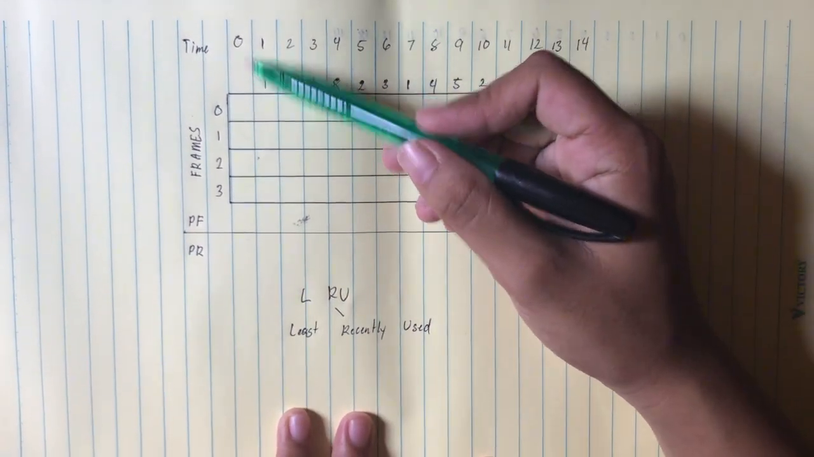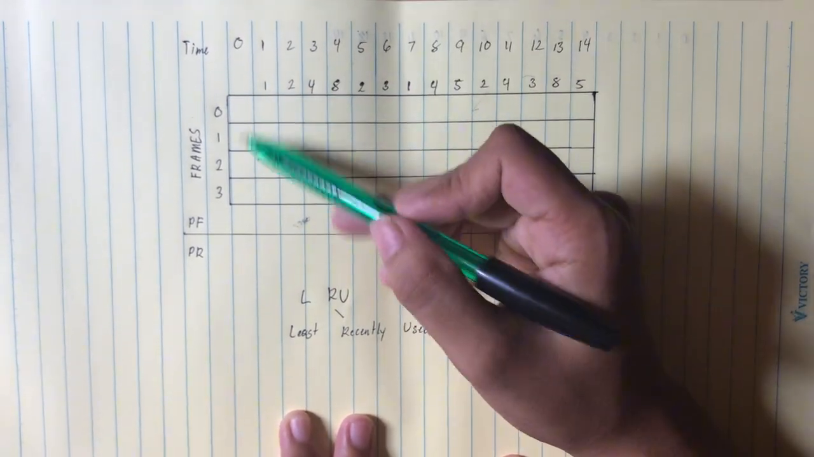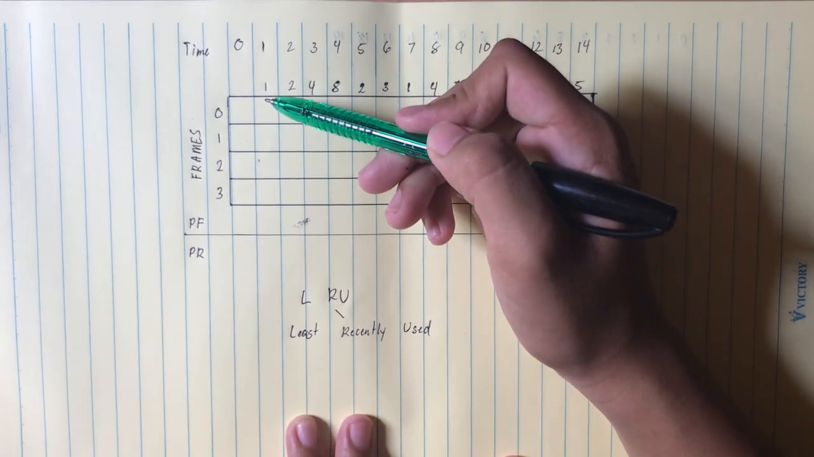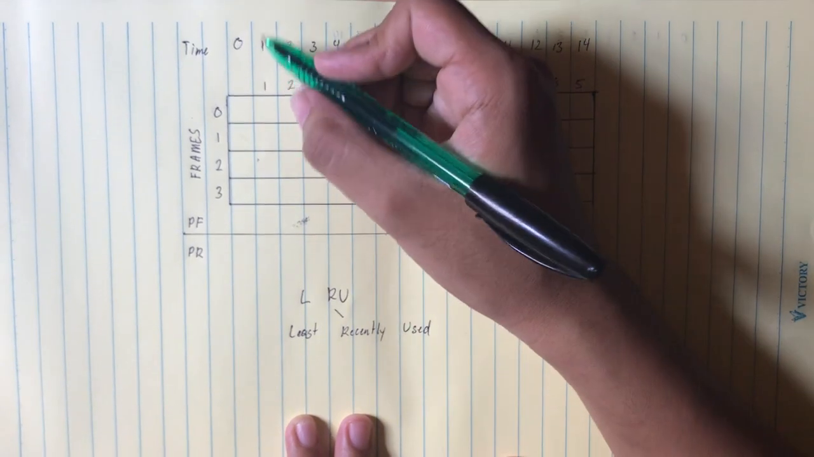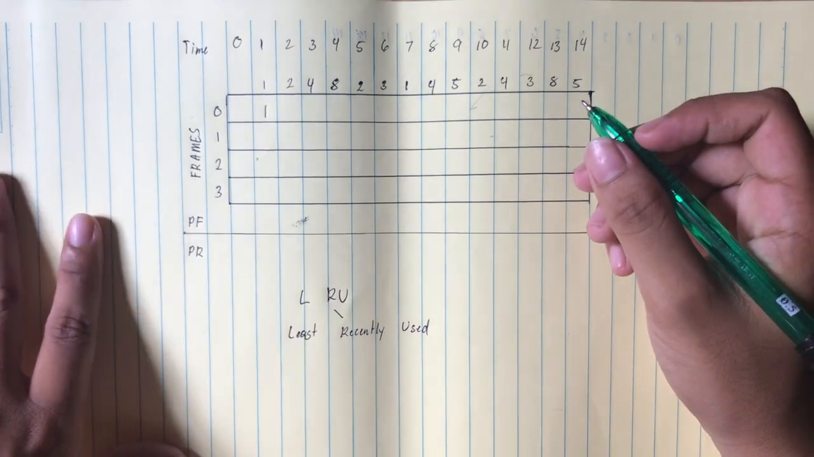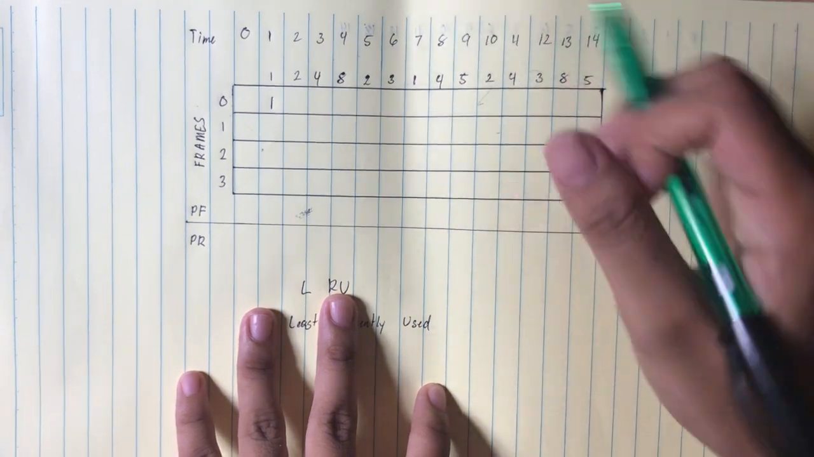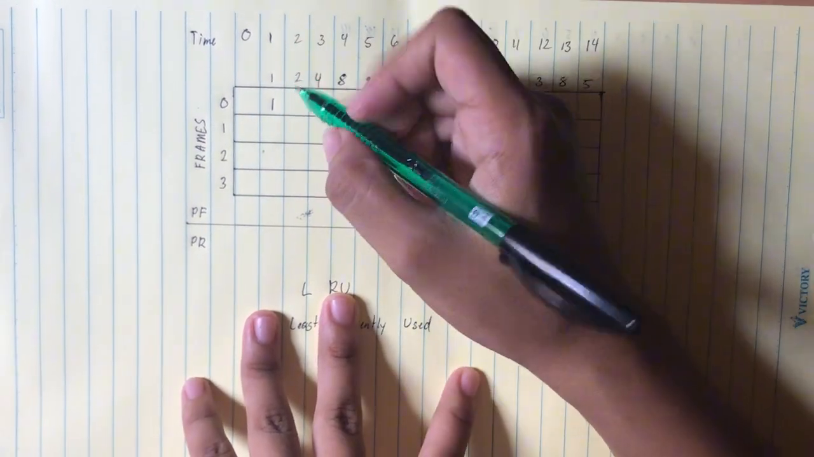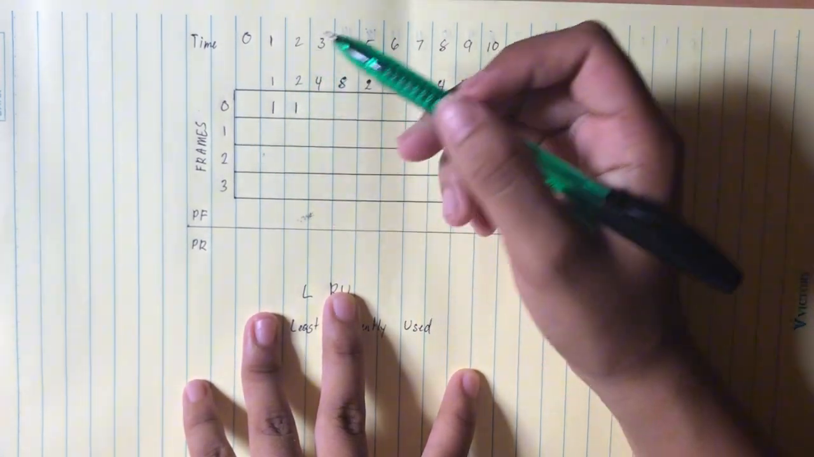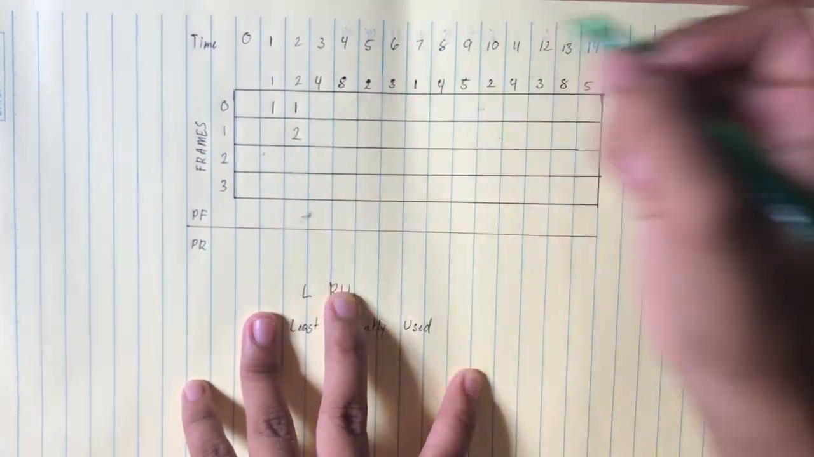So we're gonna start at time 0, but at time 0, as you can see, there were no page reference, so we're just gonna leave this blank. And then at time 1, there is a page reference 1, so 1 is gonna go to frame 0 first. Okay, like so. Then we're gonna move on to time 2. At time 2, frame 0 is already occupied by 1, so 2 is gonna go to frame 1.